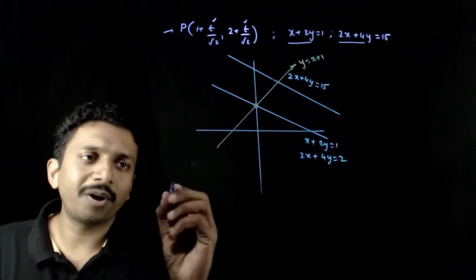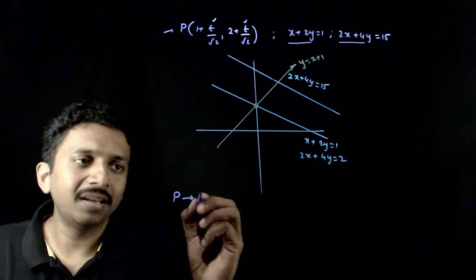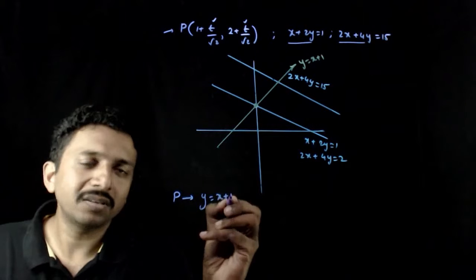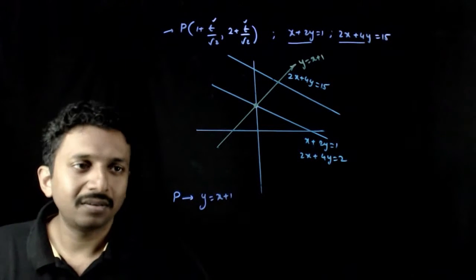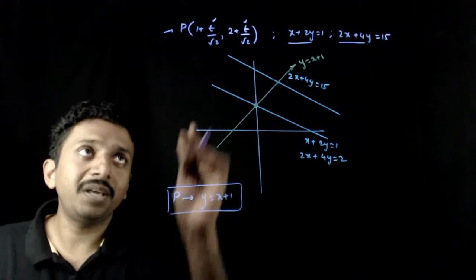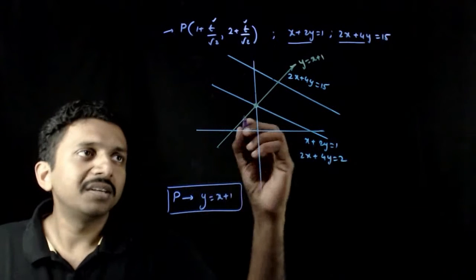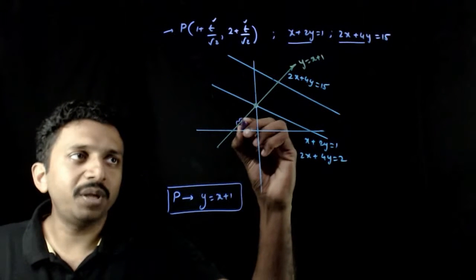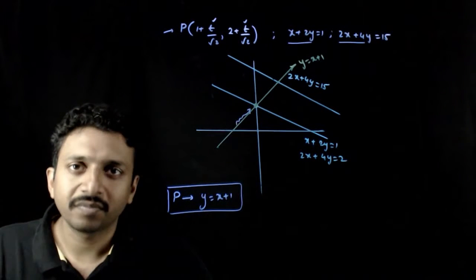Now, if you analyze this point P, P clearly lies on the line y = x + 1. So as you can see, if you add 1 to x, you get y. So that means this point P is a parametric point on the line y = x + 1. That is, if you draw the line y = x + 1, P moves on this. So for different values of t, you get different points.